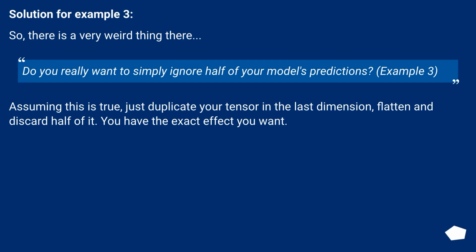Solution for example 3. So, there is a very weird thing there. Do you really want to simply ignore half of your model's predictions? Assuming this is true, just duplicate your tensor in the last dimension, flatten, and discard half of it. You have the exact effect you want.